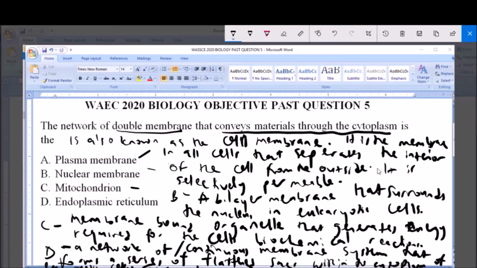Now the question asked for the network or a system of double membrane that conveys or transports. Another word you can use for convey is transport materials within or through the cytoplasm. And as we have seen here, option D, which is the endoplasmic reticulum, is a network or continuous membrane system that forms a series of flattened sacs within the cytoplasm and functions to transport materials, specifically proteins, within the cytoplasm. So that is the closest definition, or more or less the same definition as you have in the question. So the correct answer is option D, the endoplasmic reticulum.